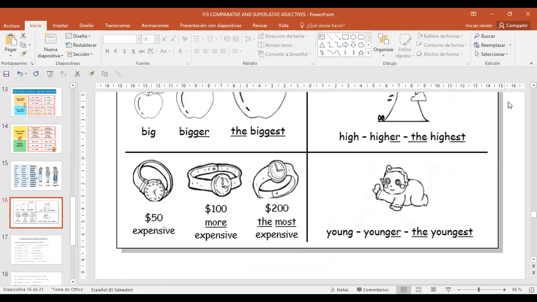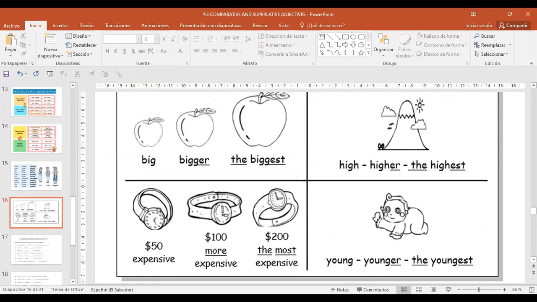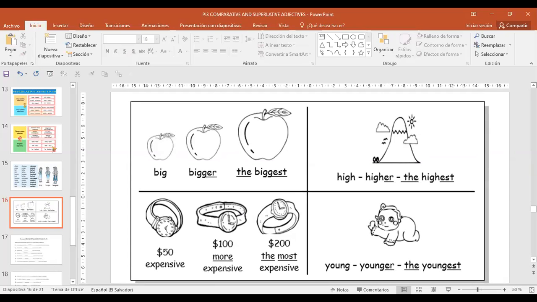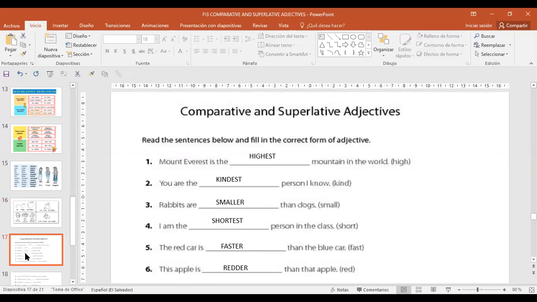So here, okay, for you to watch it better. Again, in drawings: big, bigger, the biggest; high, higher, the highest; expensive, more expensive, the most expensive; young, younger, the youngest of the family. Okay, here I have some extra because of the time we are going to discuss them here.